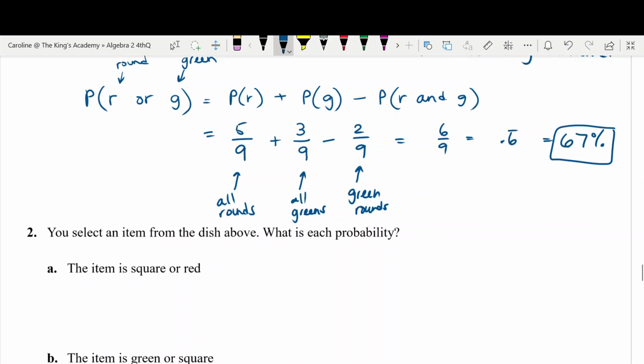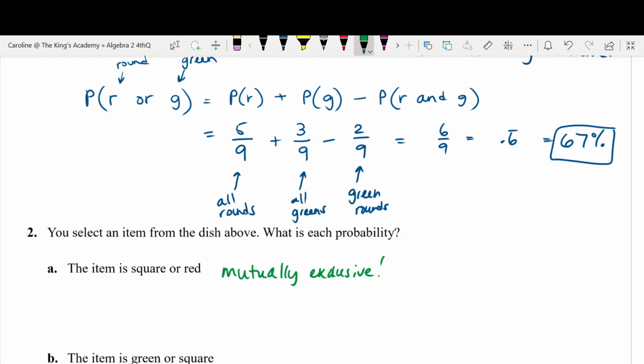All right, you select an item from the dish above. What is each probability? The item is square or red. So the first question is, are these mutually exclusive? Are there any red squares? So are they mutually exclusive? Yes. There's no overlap.